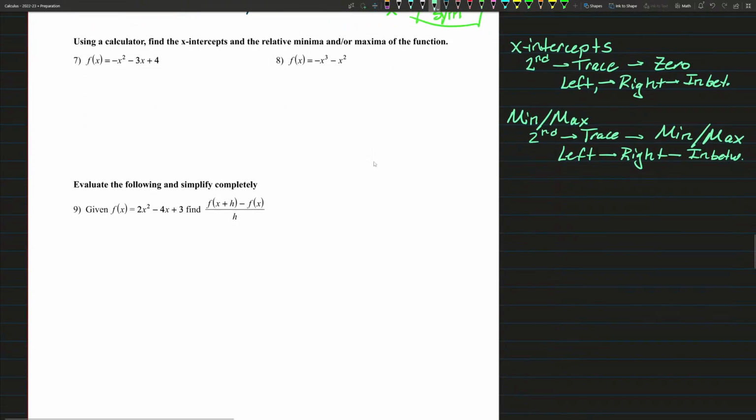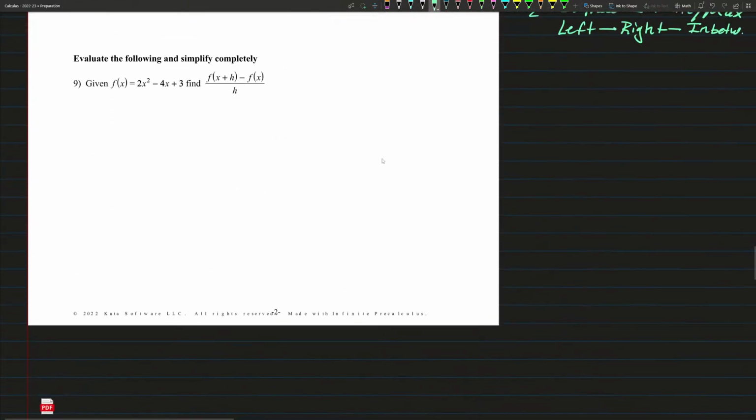Okay, so number 9. Number 9 says to evaluate the following and simplify completely. This is going to require a little bit of that function notation. So given f of x, we want to find this thing: f of x plus h minus f of x all over h. This is one of those questions where there's a lot going on, so we have to be attentive. But it's not hard. We just have to split it up into different parts.